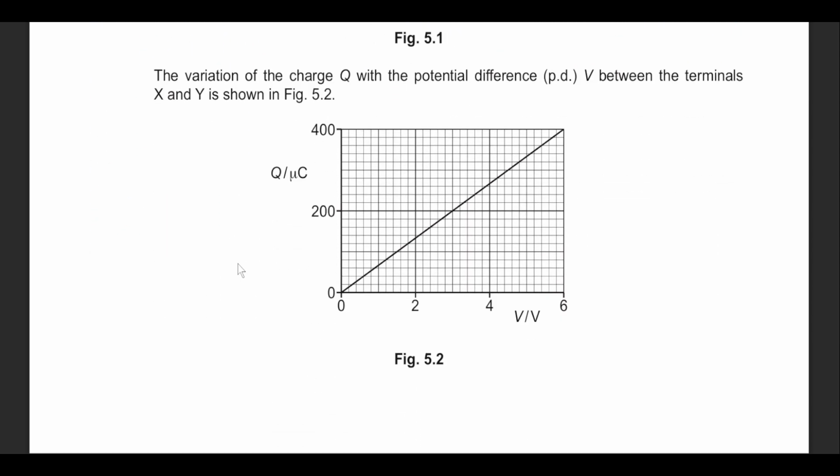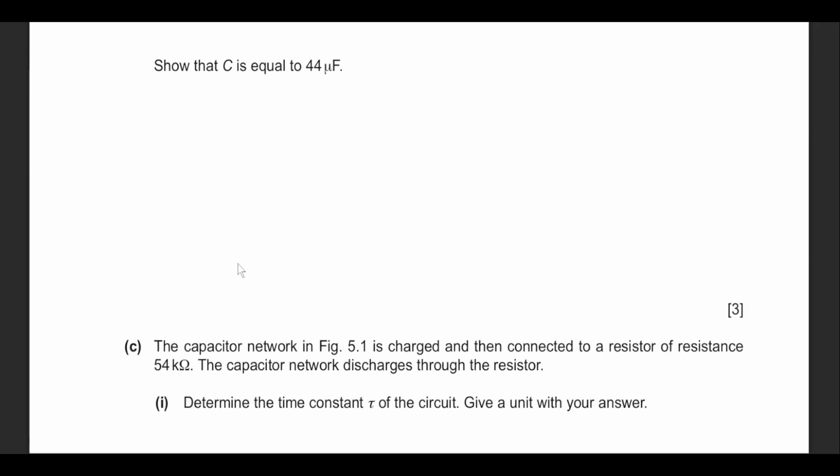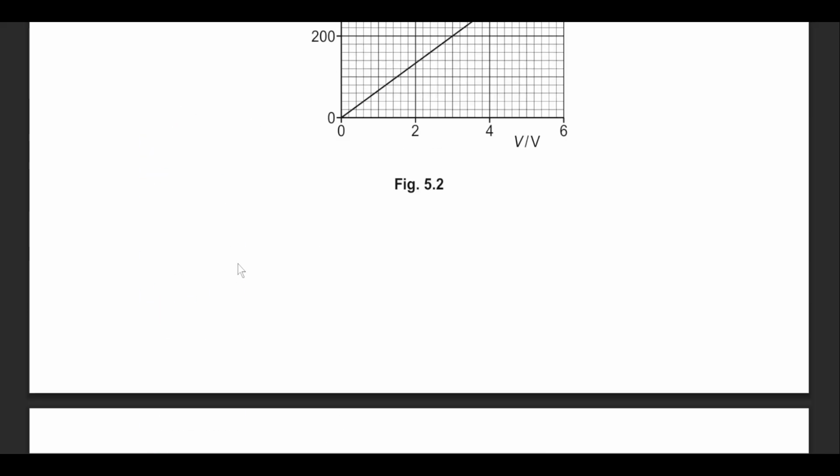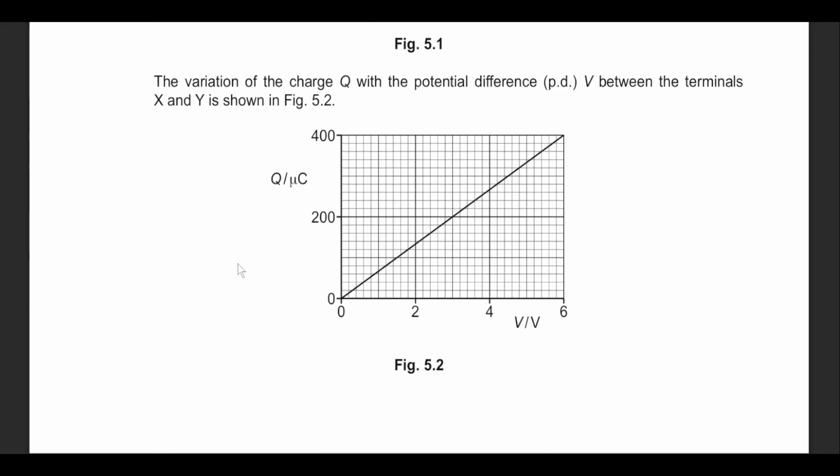The graph for charge and voltage is given to you. We're going to use that in the next part. It says show that C is equal to 44 microfarads. Now, we're going to begin with this equation, which is the total charge Q equals CV, the total charge in the system stored at this potential, because he says that this is between X and Y.